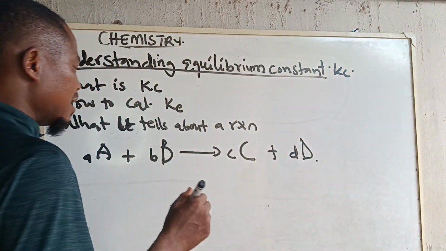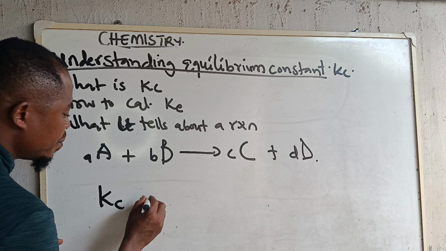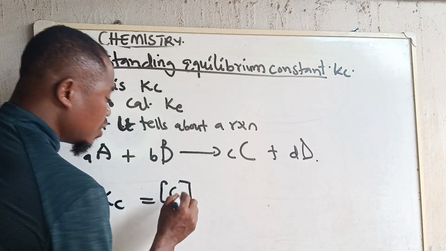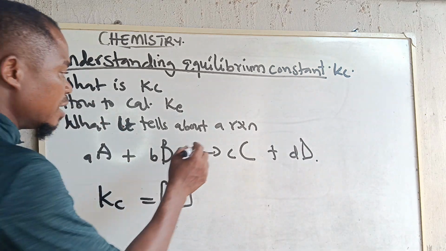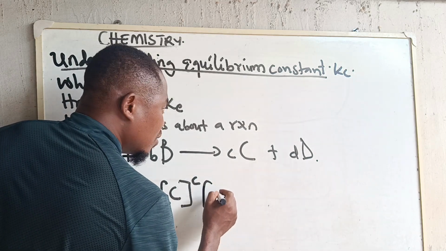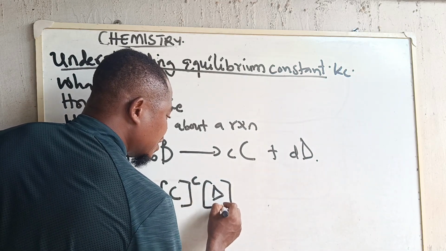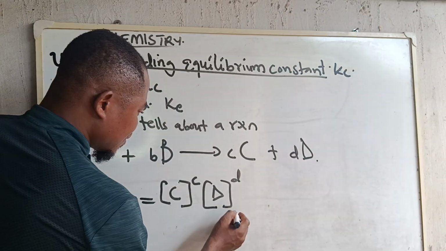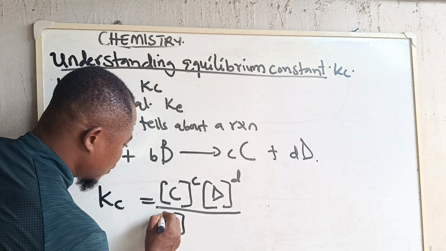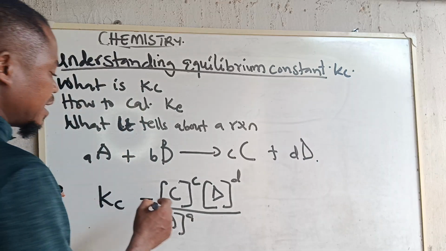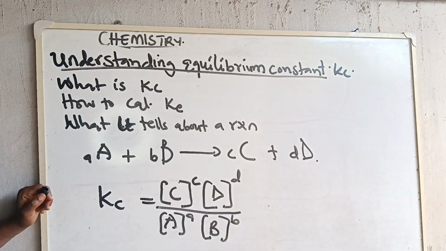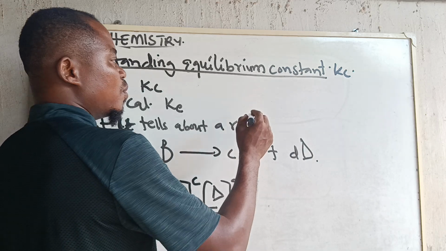So what that means from this definition is that Kc will be equals to concentration of C in equilibrium, not any concentration, that concentration must be the equilibrium concentration, raised to the coefficient c, multiplied by D raised to the coefficient d, divided by the reactants, concentration of A at equilibrium raised to the coefficient a, and that of B raised to b.